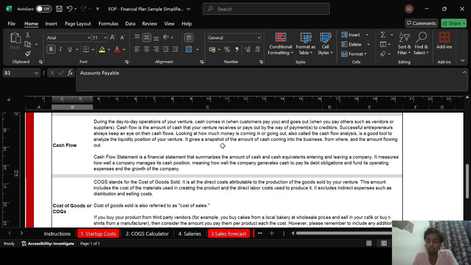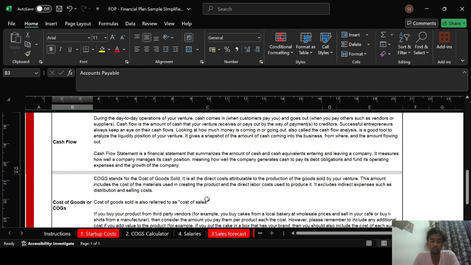It gives a snapshot of the amount of cash coming into the business, from where, and the amount flowing out. A cash flow statement is a financial statement that summarizes the amount of cash and cash equivalents entering and leaving a company. It measures how well a company manages its cash position, meaning how well the company generates cash to pay its debt obligations and fund its operating expenses and the growth of the company.